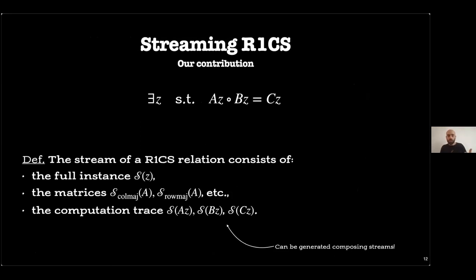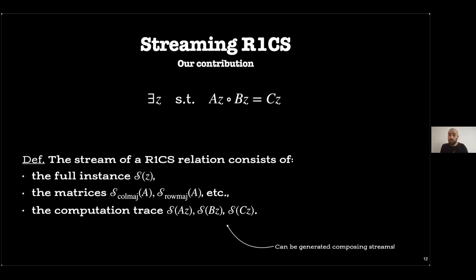So another one of our contributions, and I think it's necessary when you start talking about streaming, is how do you stream this R1CS relation? We try to define it. When you stream the R1CS relation, this is really what the prover will get as input: a stream of Z. What is the stream of Z? Z is a vector, so I will give you each element in Z one by one.